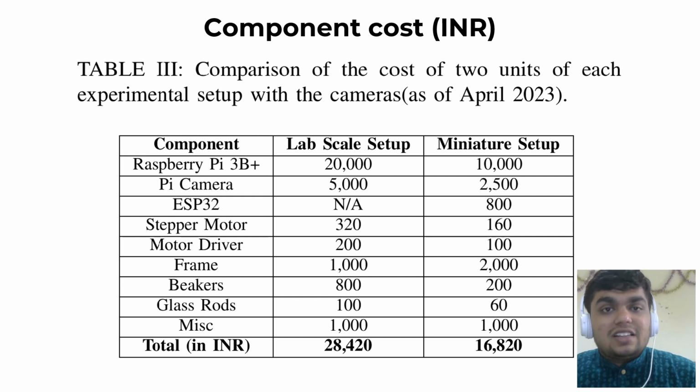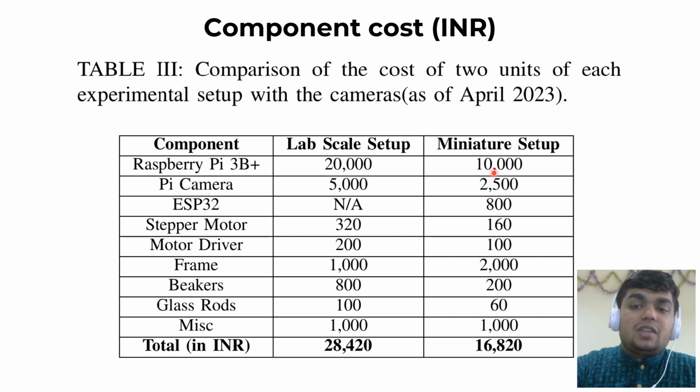Let us look at the component cost table for two setups, for 2 units of each experimental setup. It is observed from the table that the total cost in case of the miniature setups is lower than that of the lab scale setup. It is to also be noted that the majority of the money in both cases is spent on the Raspberry Pi and Pi camera together. If streaming were not to be considered, the miniature setup wouldn't require a Raspberry Pi and Pi cam, hence the actuation component cost would be almost 1/5 that of the lab scale setup.